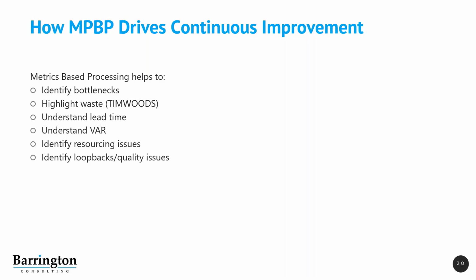It can sort of identify some resourcing issues. If you're seeing a big buildup in between before activity, it might be an indication that there's a resourcing issue. We can actually further enhance metrics-based process mapping to really get to the resourcing issues. And of course, within a process map, it can identify those loopbacks or any quality issues. So I'll take us through a couple of examples.